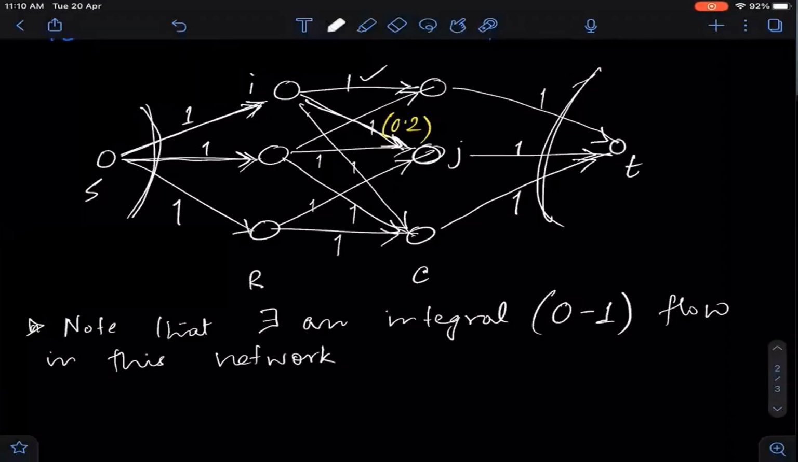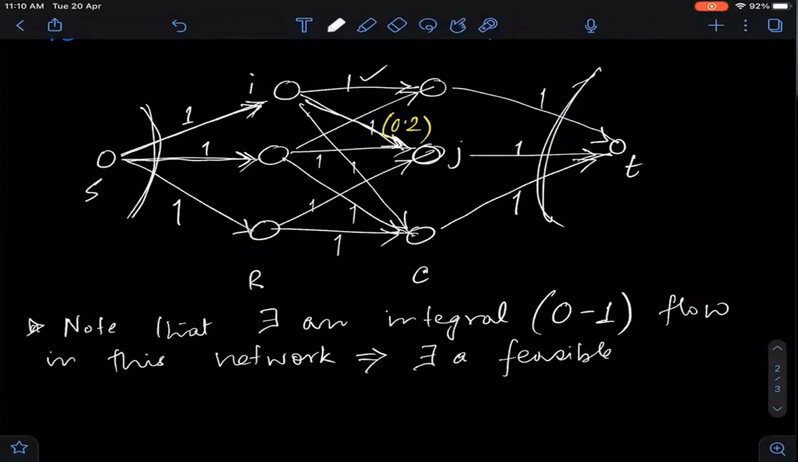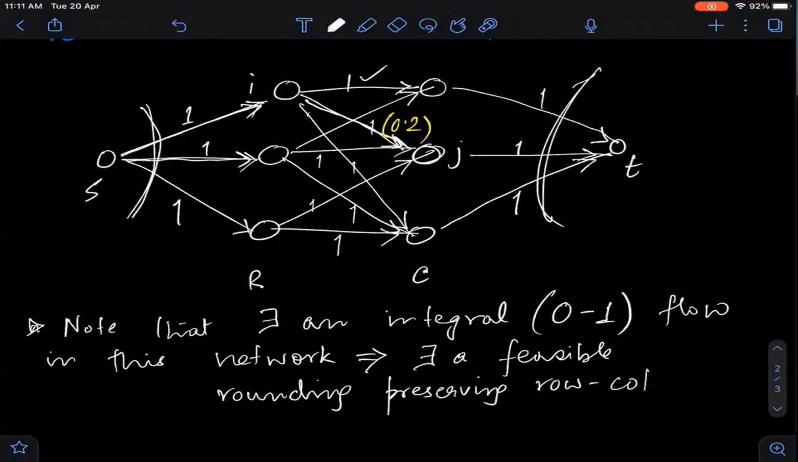And that corresponds to a rounding. So this implies there exists a feasible rounding preserving row column sums.